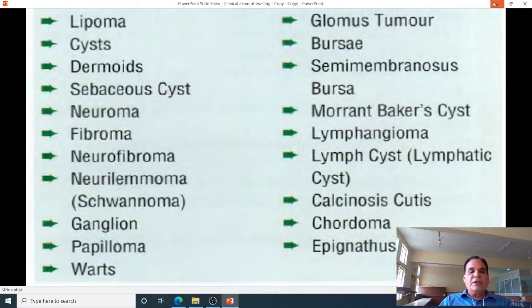Commonest of all is lipoma. It is a universal tumor. Okay. Next is any cystic swelling. A cyst is an accumulation of fluid, nothing extraordinary. A cyst is an accumulation of fluid, which is like a balloon. It is a bladder-like swelling. Dermoid, sebaceous cyst and neuroma. This is what you usually get. Sometimes fibroma, neurofibroma, and very common in young age is ganglion.